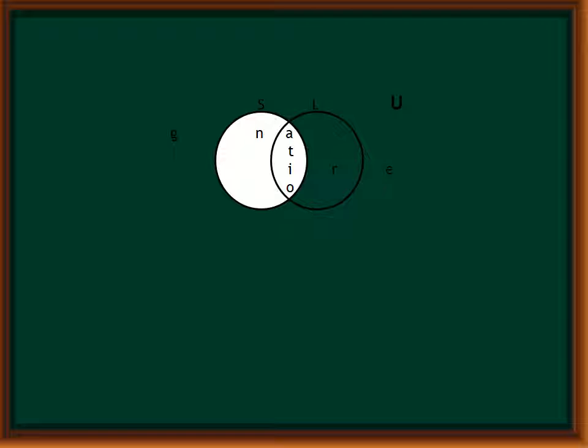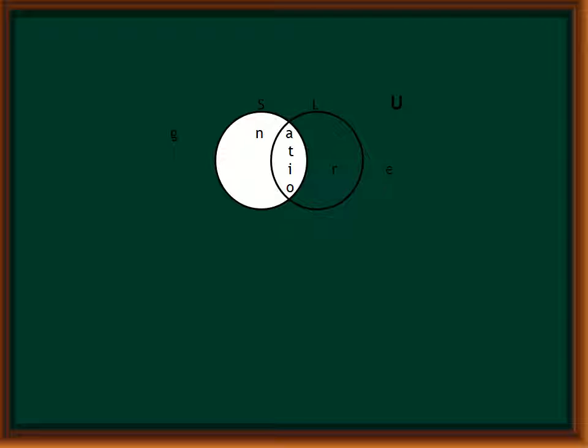Now let us illustrate our answer for S complement using a Venn diagram. Note that our set S and L have elements in common, and these are A, T, I, and O. So this is what we call their intersection. And for the remaining elements of our universal set, like G and E, which are not found in our two subsets, we are going to write them outside the circle, but inside the universal set.